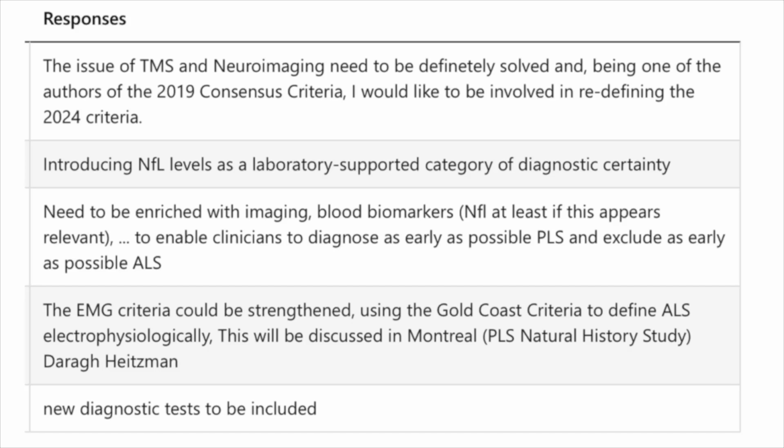EMG criteria, it's not my area of expertise, but I guess the issue is really, do you need to loosen that so we're not striking people out simply because they've got some EMG changes? I do worry about that.